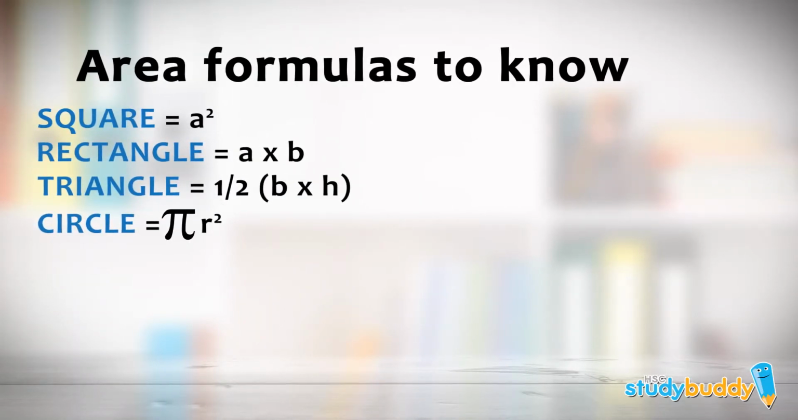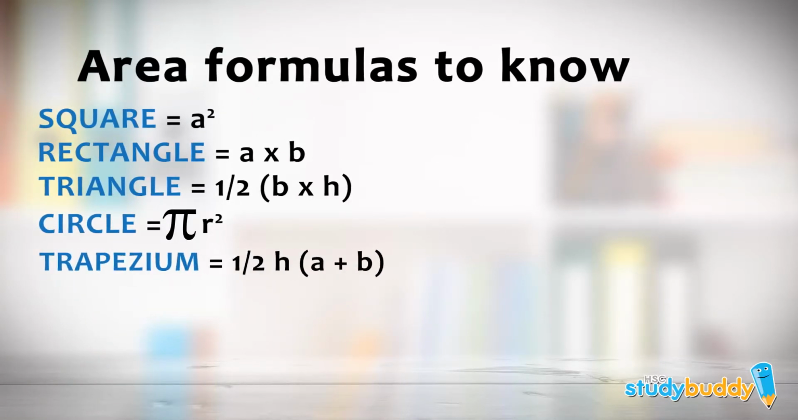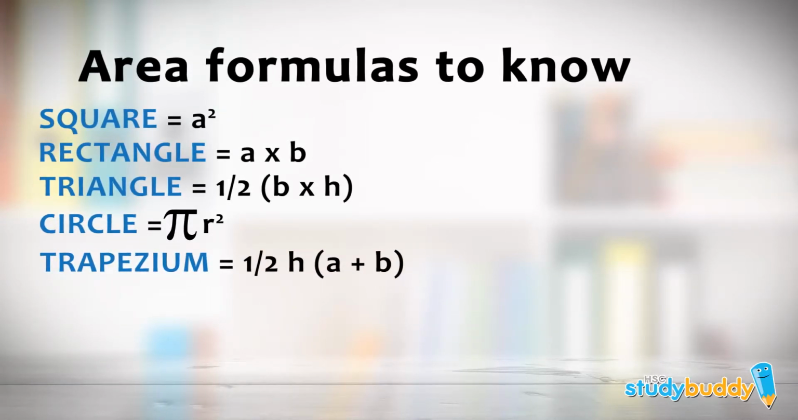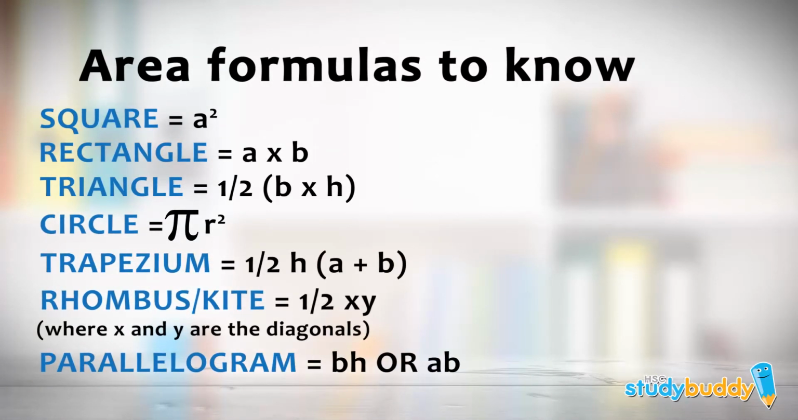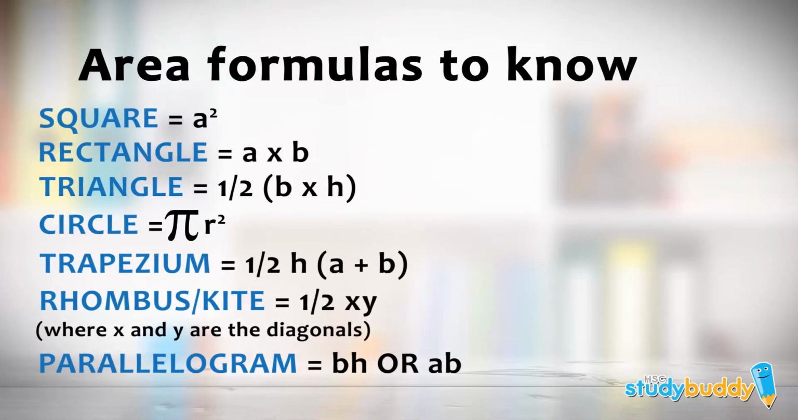Your square is simply the length of one of the sides multiplied by itself. Your rectangle is your width times your breadth. Triangle, half base times your height. Circle is pi r squared.